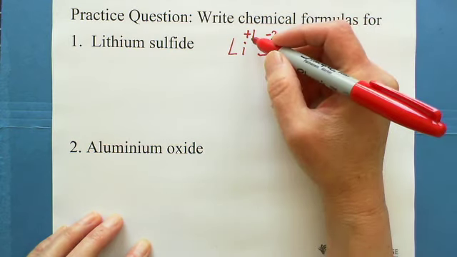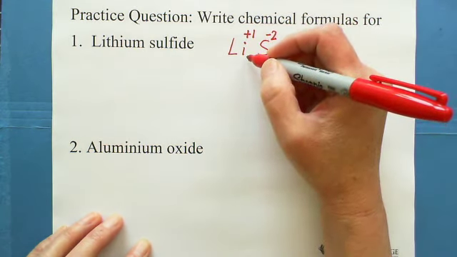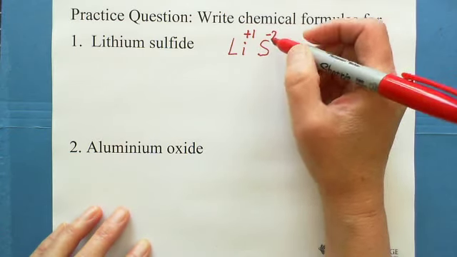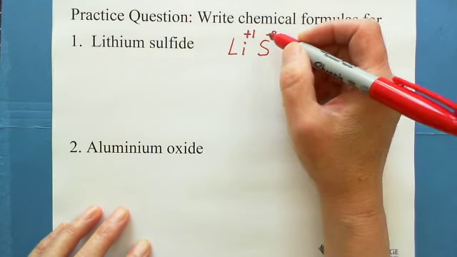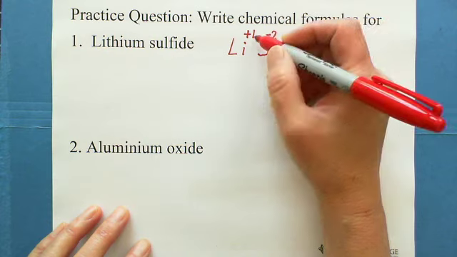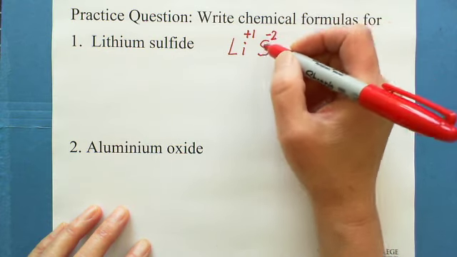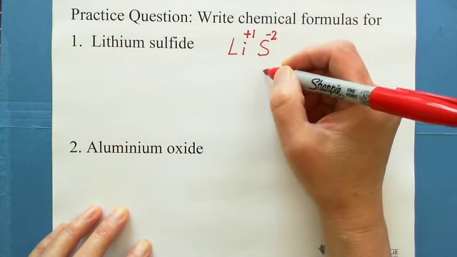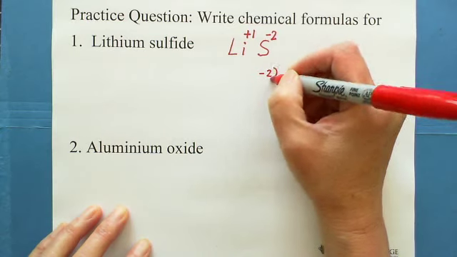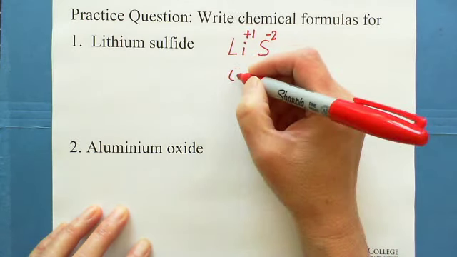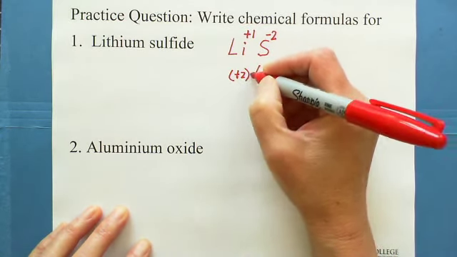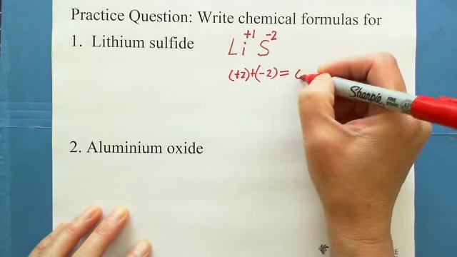Then you need to look for the subscripts to balance it. It's +1 and -2. For 1 and 2, the least common multiple is 2. So if you want to make this -2 charge, just make 2 positive charge. So that's why it equals 0.